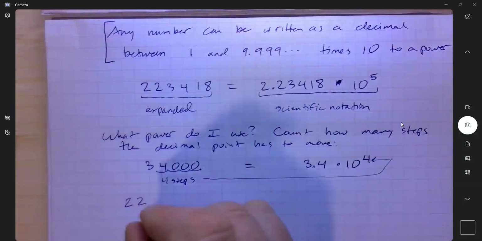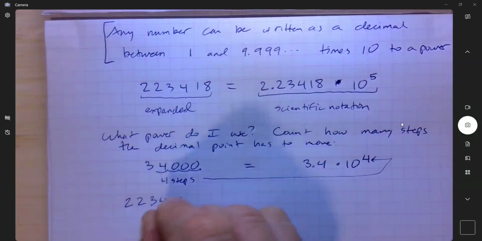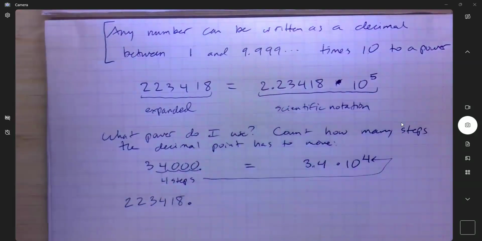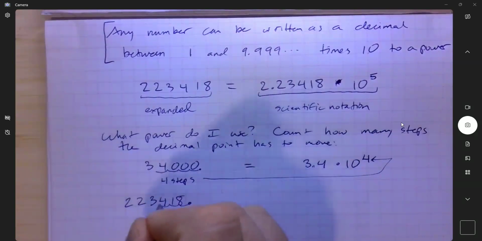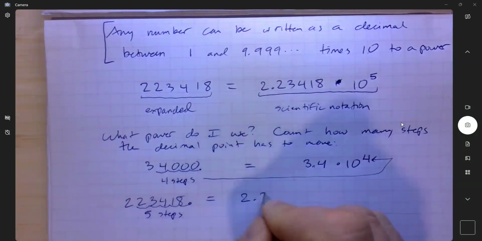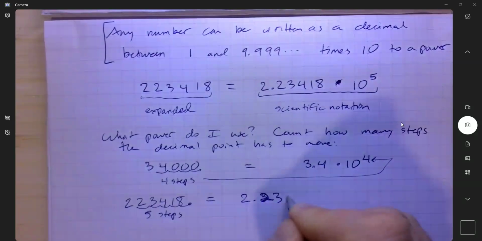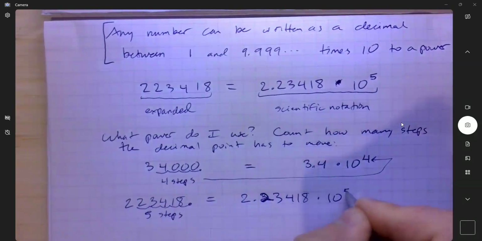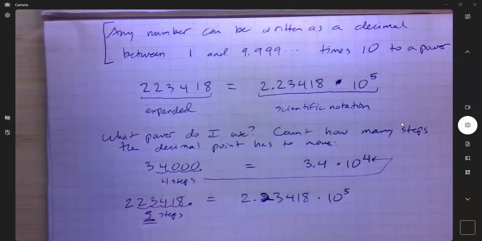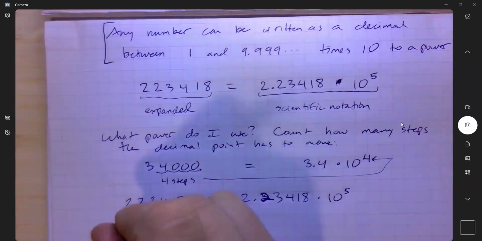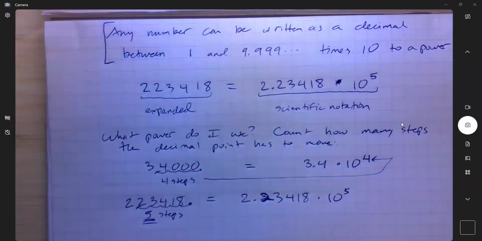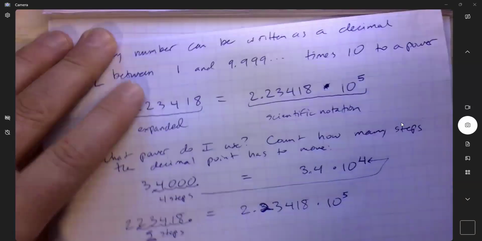And 223,418, I'll just stick that decimal point at the end. And I move 1, 2, 3, 4, 5 steps. So it becomes 2.23418 times 10 to the 5. That's how you write any big number in scientific notation.